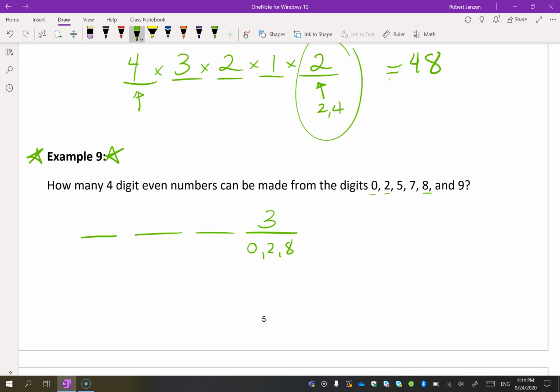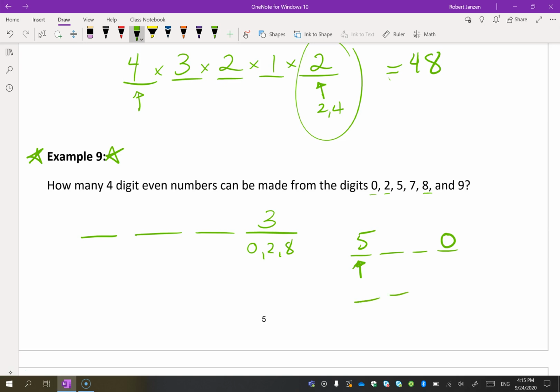Yeah, sort of. Okay, I want you to think about this for a second. Let me give you 2 possible scenarios. What if I decide to put the 0 here? How many choices do I have for this spot then? Well, I would have 2, 5, 7, 8, or 9. There would be 5 choices for that spot.